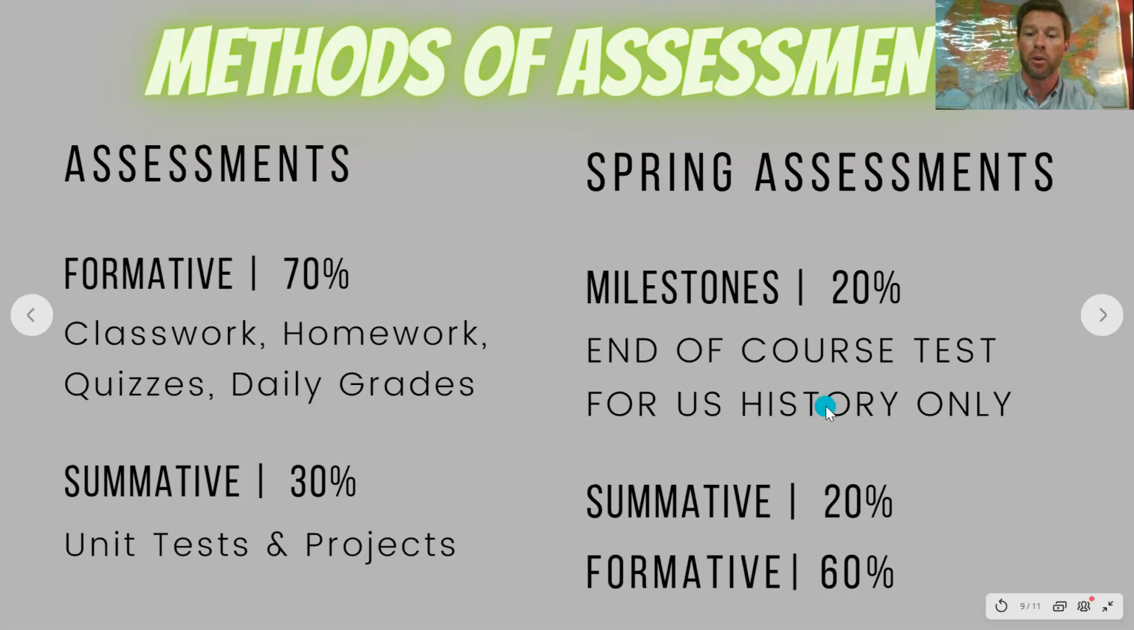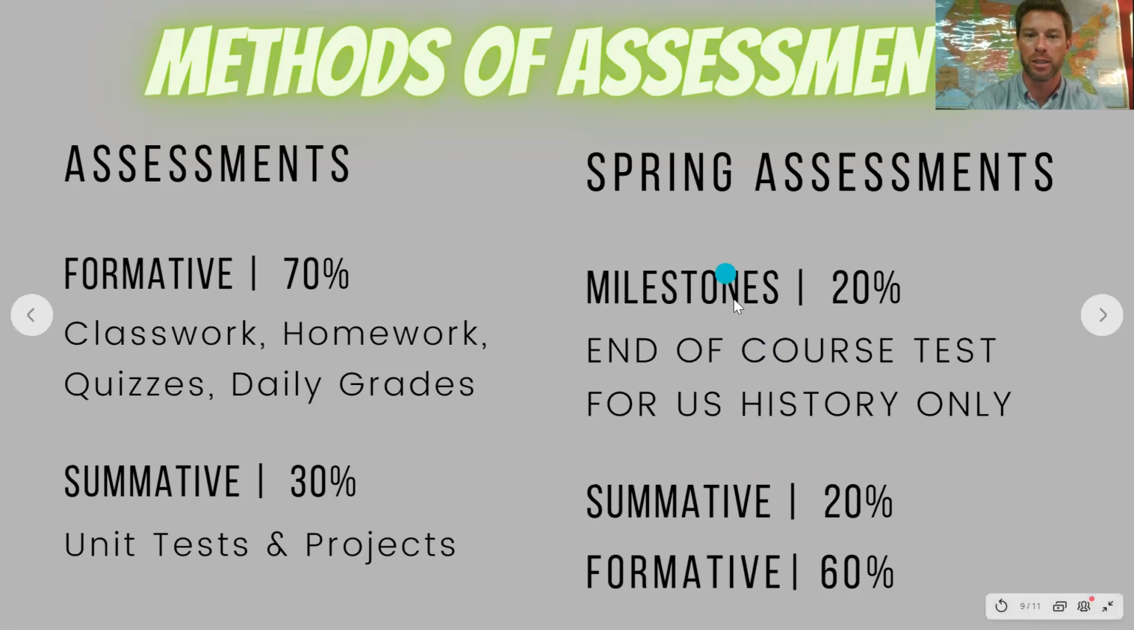And then the course is going to be broken down even further into summatives being 20% and your formatives being 60%. And again, I can't tell you enough that this is only for U.S. history. I get these questions all the time. World history, folks, you do not have to take an end of course test in world history. This is only for U.S. history.